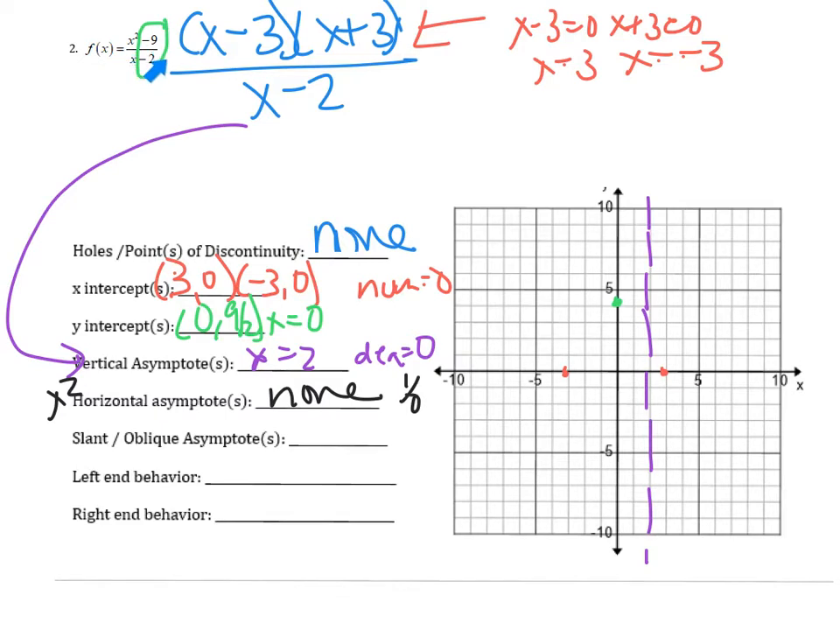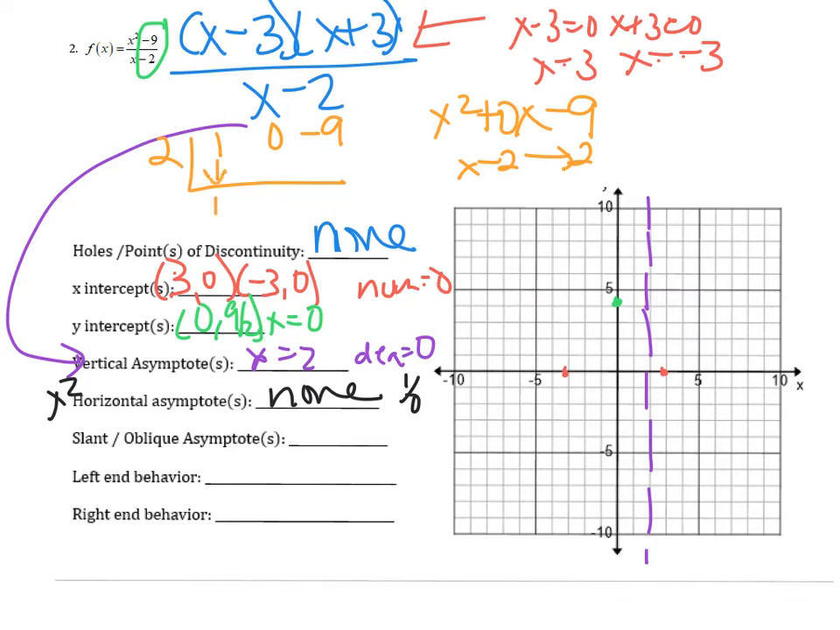So therefore I have a slant, and for this one I need to use synthetic division. Since this is x minus a number, I'm going to use synthetic division for my slant asymptote. Since I have x squared minus 9, that's x squared plus 0x minus 9. So I do a 1, a 0, a negative 9. And then my x minus 2 gives me a value to use of 2.